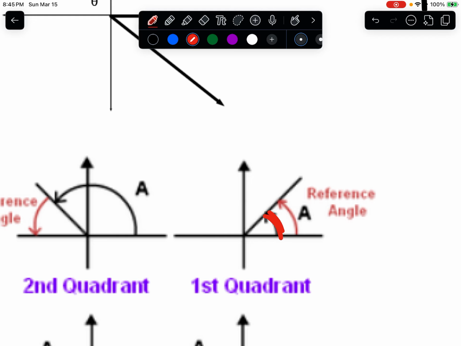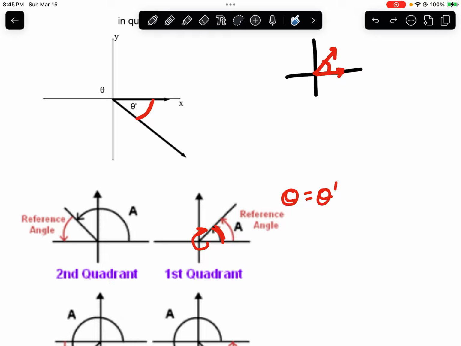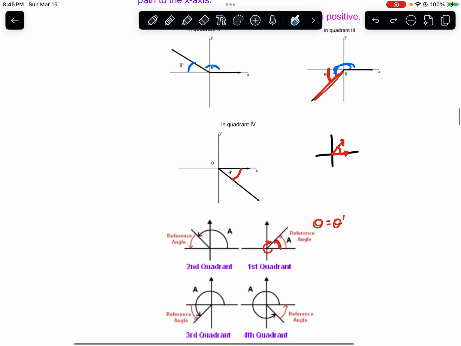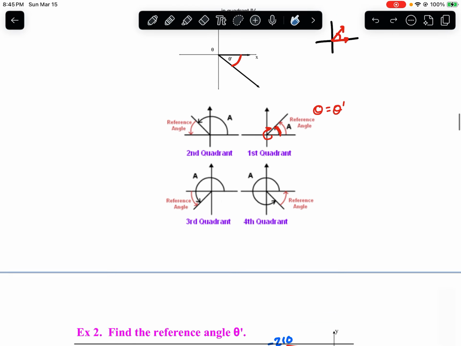If your angle is in quadrant 1, it's just going to be this part here. I feel like more often we deal with positive angles than negative angles. So usually in quadrant 1, your original angle is the same as your reference angle. Not always, because if we were measuring this in the negative way, then this would not be true. But more often than not, we probably deal with positive angles, and so usually in quadrant 1, the two are going to be the same.